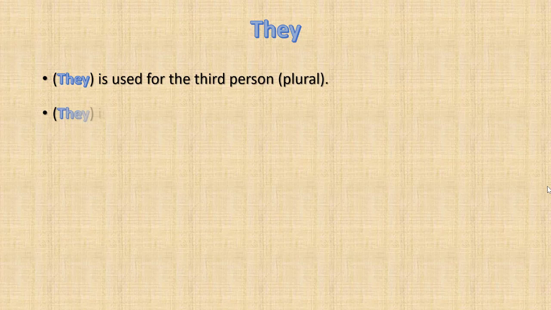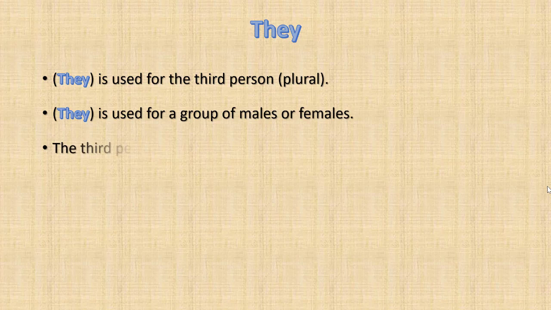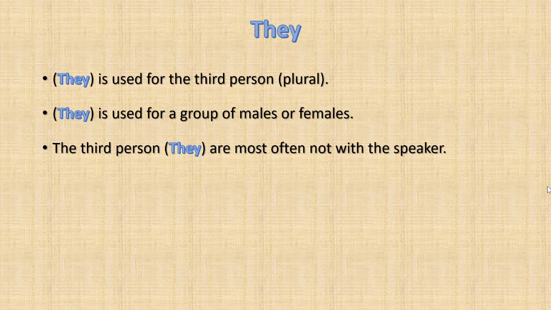And the last personal pronoun is they. They is used for the third person plural. They is used for a group of males or females. The third person they are most often not with the speaker.